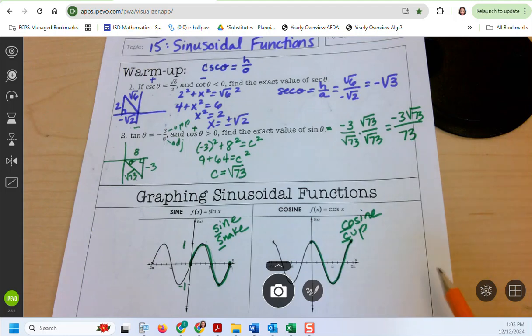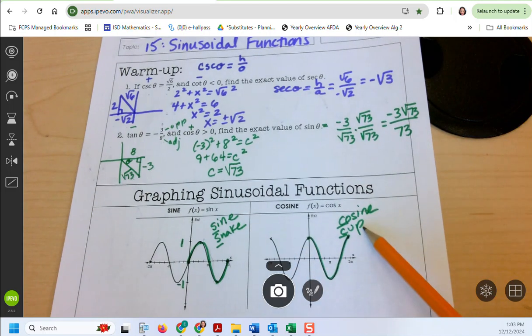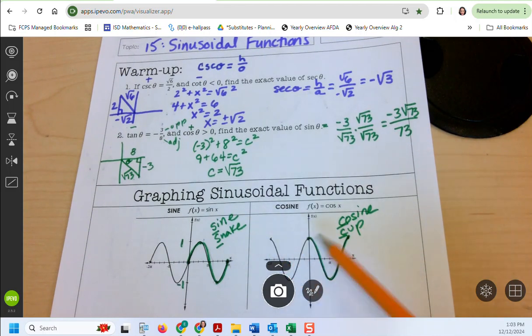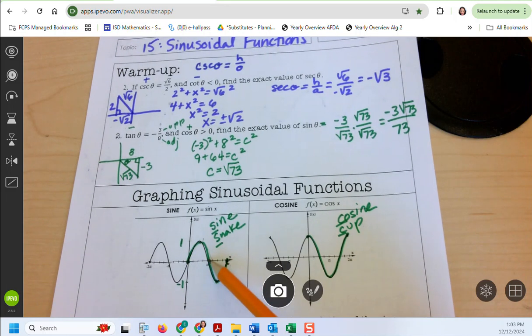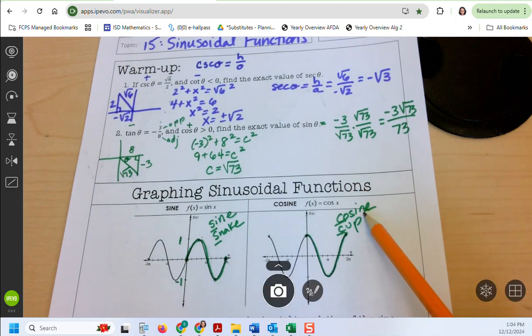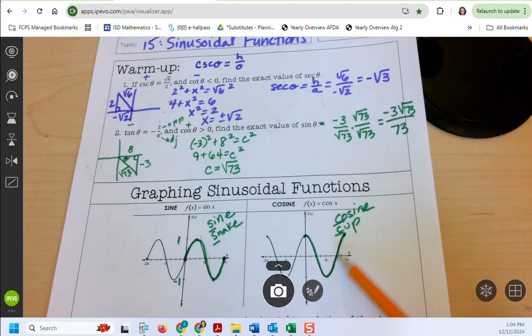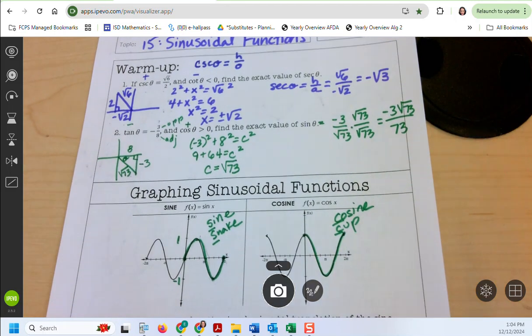So now we're going to talk about graphing sinusoidal functions. Our sinusoidal functions are sine and cosine. Sine looks like a snake, cosine looks like a cup. But notice that when you keep drawing sine or cosine, they look exactly the same, except one is shifted over from the other. One period of the sine function starts at the midline, goes up, goes back to the midline, goes down, and then goes back to the midline. One period of the cosine starts up, goes to the midline, goes down, back to the midline, and then up.